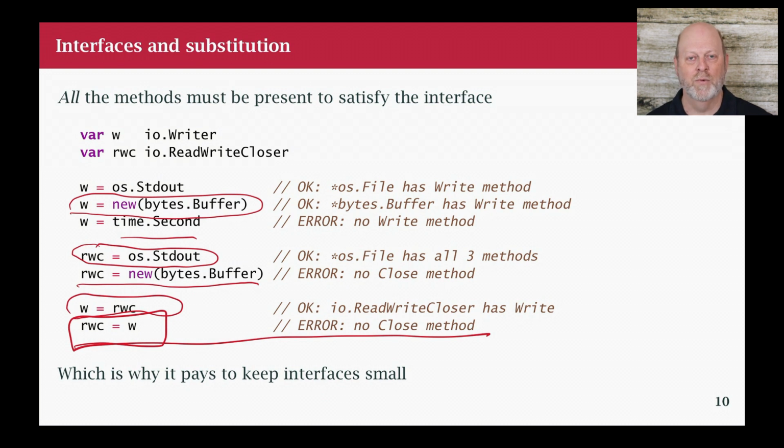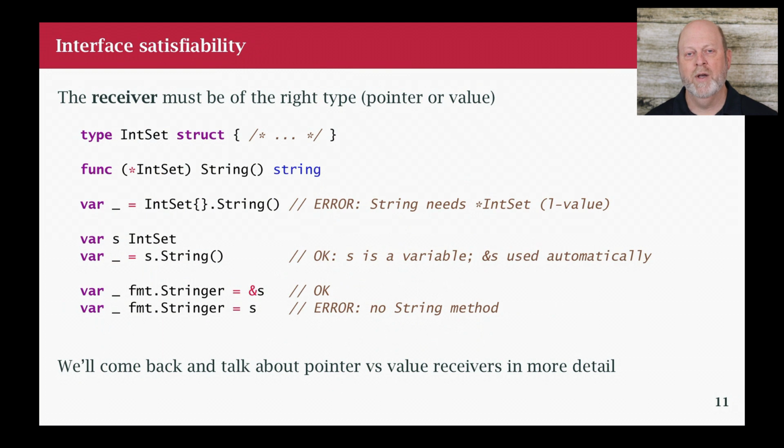Okay, that's just one of the rules. And it's a good rule, it makes perfect sense. Now the other trick is we talked about pointer and value receivers, and there are a couple of cases, and we'll get into this in more detail later, but there are a couple of cases you've got to watch out for. If something needs a pointer receiver, you can't give it a value that's not addressable.